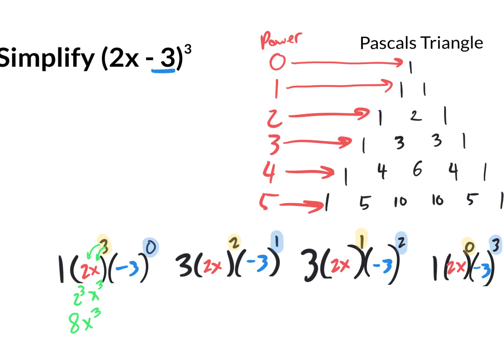Now we also know that anything to the 0 power is what? 1. So you don't even need to write it. You could just scratch it out. And this 1 out here in the front, it doesn't matter. Don't even bring it down, because 1 times 8 is still going to be 8. That's why we scratched it out, because 8 times 1 is still going to be 8. Anyways, your first term will be 8x to the third. Let's move on to our second term.